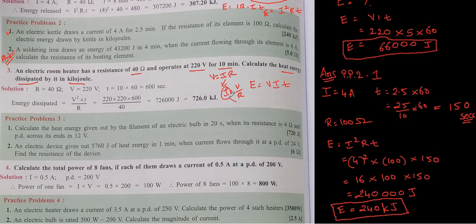Replacing the value of I in the equation, we get V multiplied by V upon R multiplied by T. That is going to become V square T upon R. So we are going to use the formula E is equal to V square T upon R. So 220 multiplied by 220, because it's V square, multiplied by 600 upon 40, we get 726,000 joules, that is 726 kilojoules.